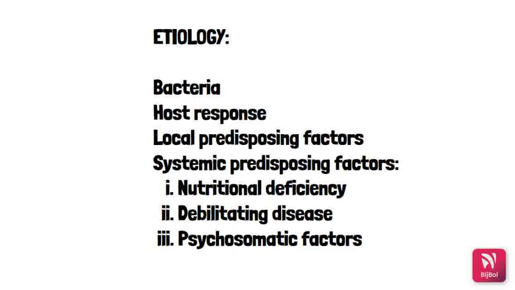Next, we will see the etiology of necrotizing ulcerative gingivitis. The bacteria are responsible, impaired host response is another factor, and local predisposing factors are there, as well as systemic predisposing factors, in which we have nutritional deficiency, any debilitating disease, and psychosomatic factors. Different researchers have stated that certain bacteria are responsible for necrotizing ulcerative gingivitis. It was stated that the fusospirochetal complex consisting of Treponema microdentium or another type of flora like Prevotella intermedia, Fusobacterium, and Selenomonas species are responsible for the development of necrotizing ulcerative gingivitis.